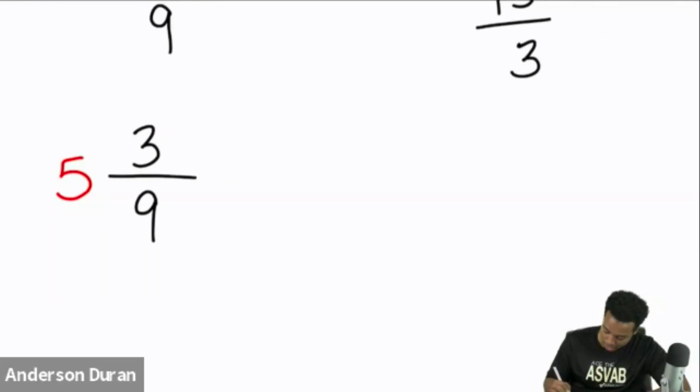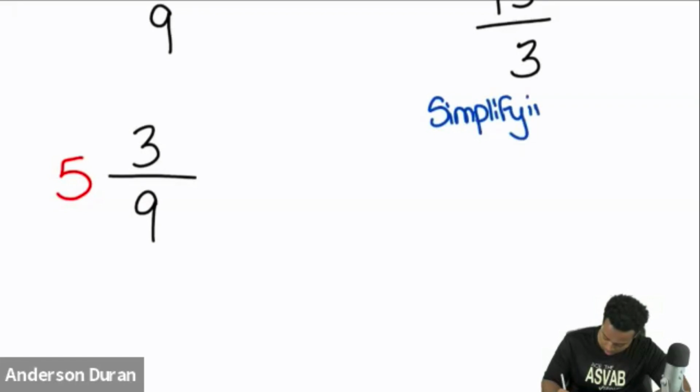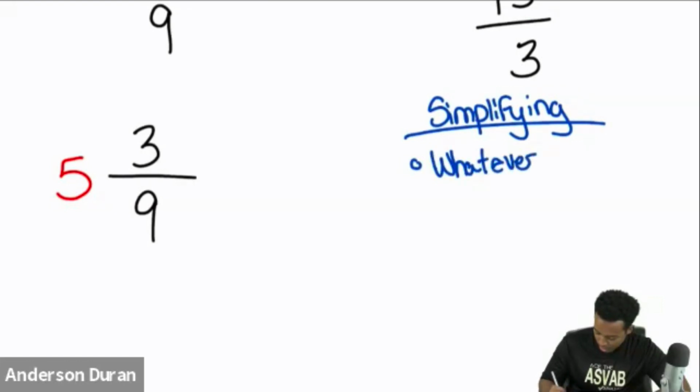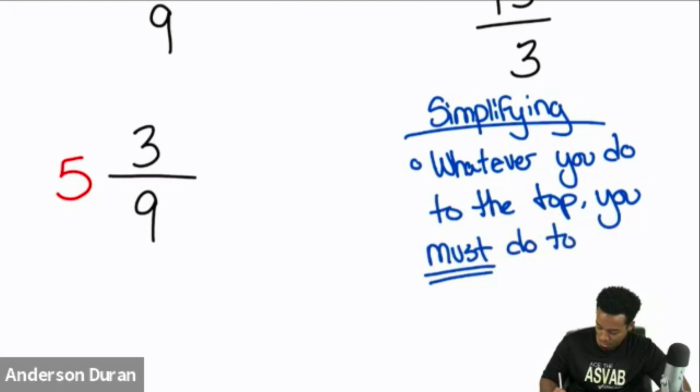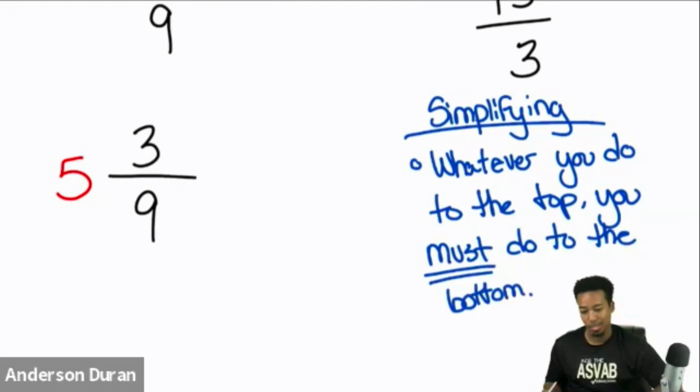So when simplifying, let me just zoom out a little more here. Basically, whatever you do to the top, you must do to the bottom. Write that down. Must. I'm telling you, by following this, you're going to save yourself a lot of trouble here. So let's go ahead and tackle this.